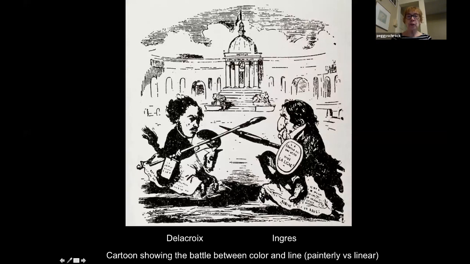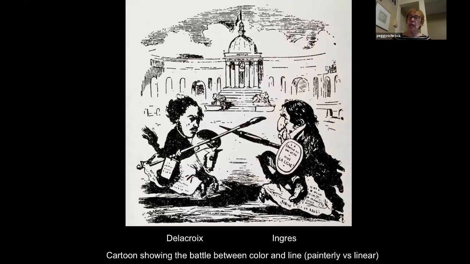There were even cartoons about them at the time. They talked about it as the battle between color and line. What they meant was painterly versus linear. So you've got Delacroix here with a big thick brush and Ingres here with a tiny fine little pen point. This is nothing more than the same argument we saw the century earlier. Remember the Rubenists versus the Poussinists? It's the same argument: color versus drawing, or paint versus line.